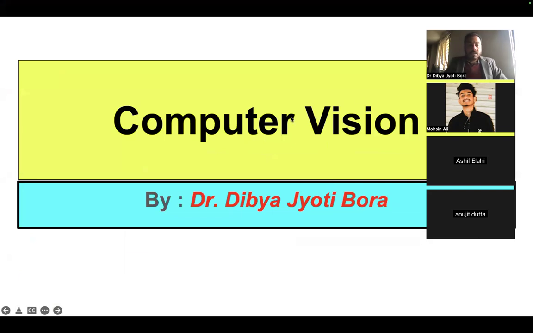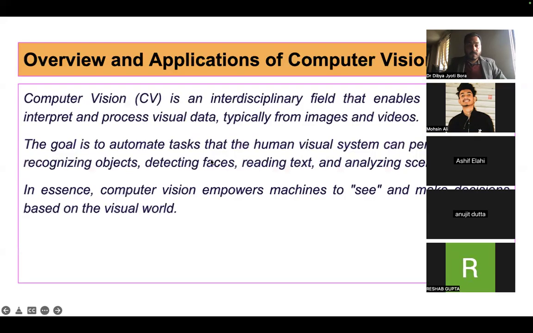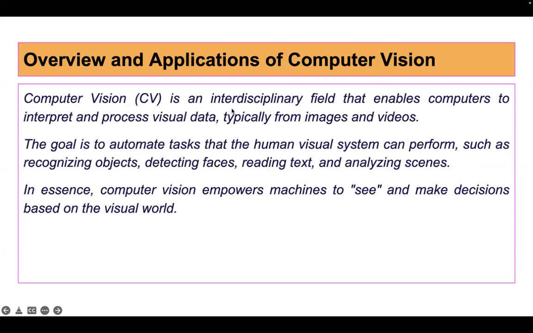So this is the lecture of computer vision. I think lecture number 2. Now, in the last class, we went through some basic introduction of computer vision, and we found that computer vision is an interdisciplinary field that enables computers to interpret and process visual data, typically from images and videos. And the goal is to automate tasks that the human visual system can perform.